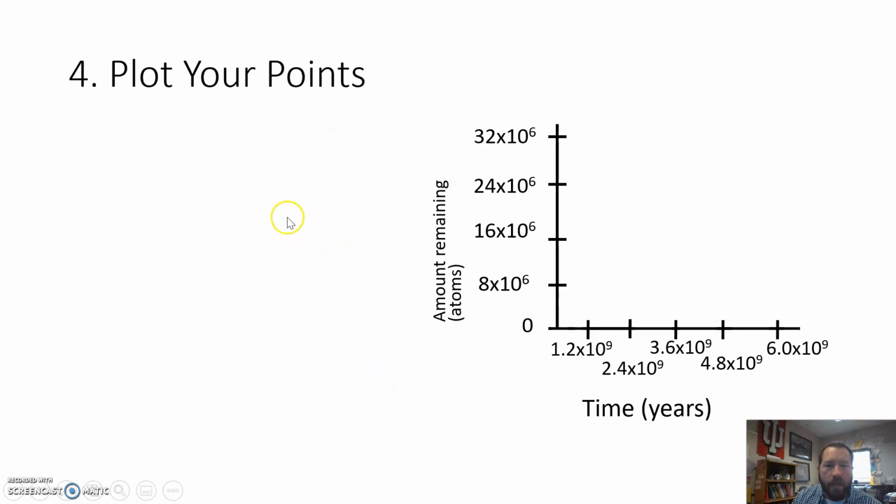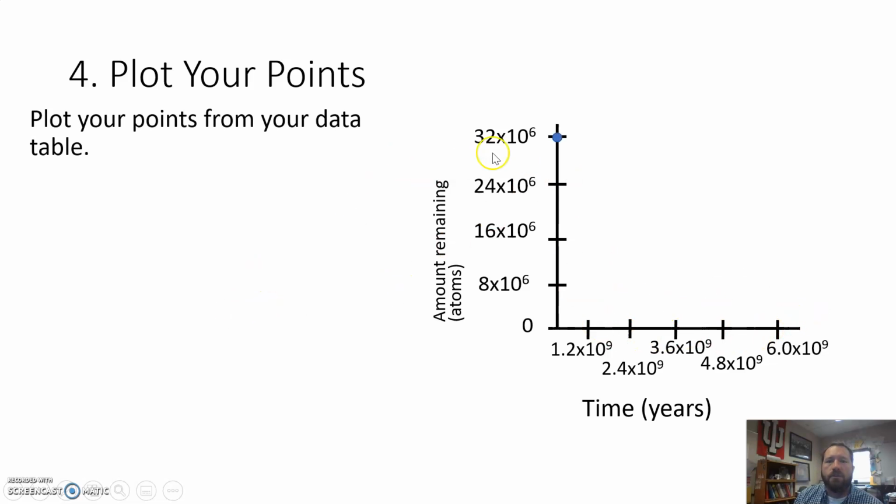Step 4 then, we're going to plot our points now that we have our axes addressed. So at time equaled 0, I had 32 million atoms. At time equaled 1.2 billion, I was already down to 16 times 10 to the 6, 16 million atoms. So we already covered half the y-axis, and we've only covered the first data point on the x-axis. But that's okay. That's the type of graph that we're making.